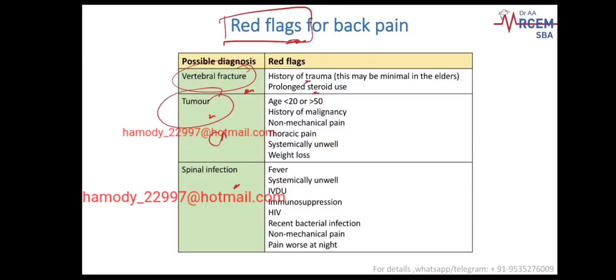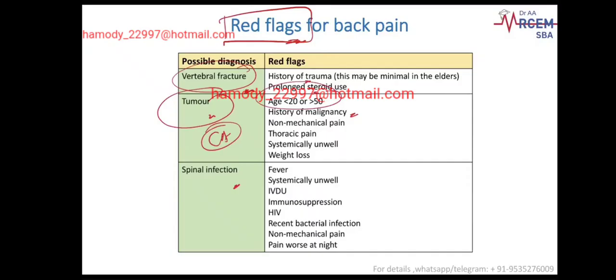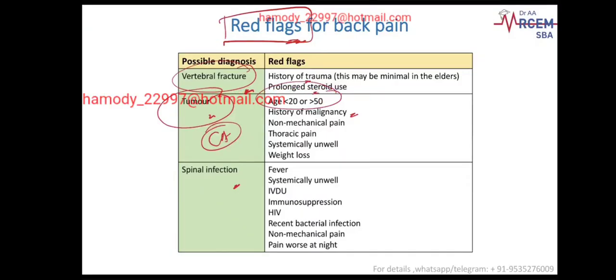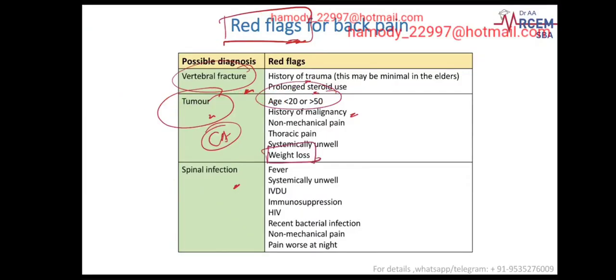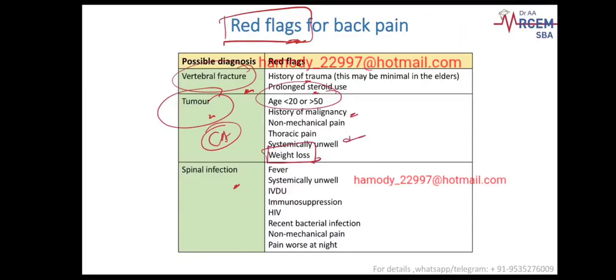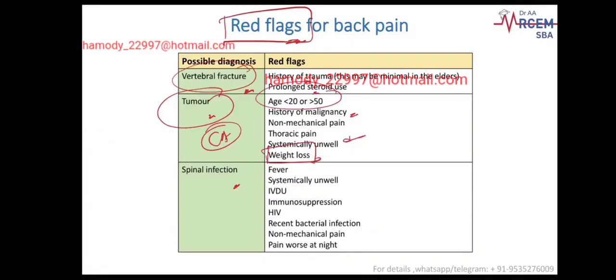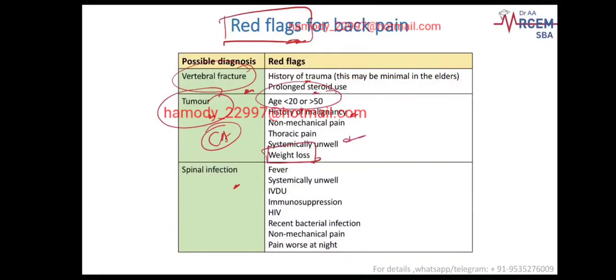Tumors. Tumors means CA. CA and malignancies are commonly seen in extremes of age, either less than 20 or more than 50 years of age. You need to closely look for any history of weight loss in this individual, and usually they will be quite sick, systemically unwell, and usually it will be a metastasis, like prostate CA metastasis to the lumbar vertebrae.